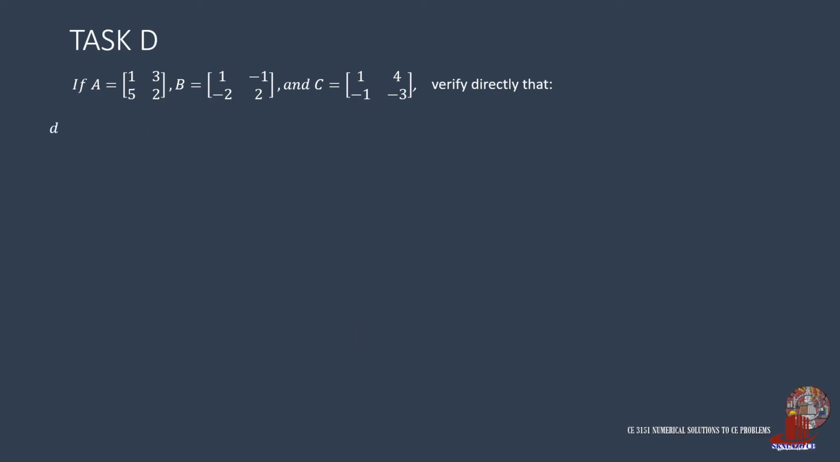The last requirement for verification is including a scalar into the matrix. We work with 3 times matrix ABC and check if this yields the same elements when 3 is multiplied to matrix B first before multiplying the rest of the matrices. First is to take 3 times matrix ABC, where this matrix has already been solved in the first requirement earlier. So let us just take the elements from there.